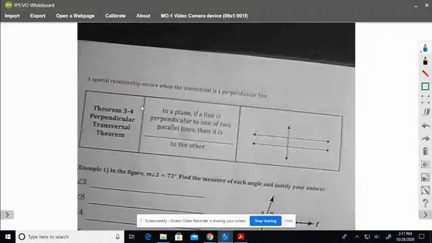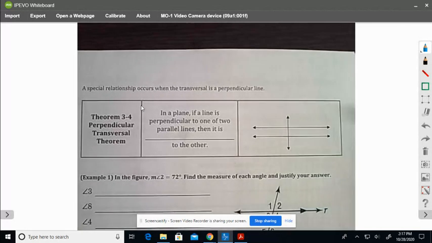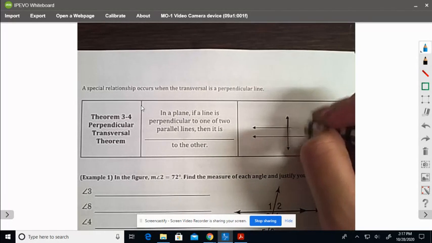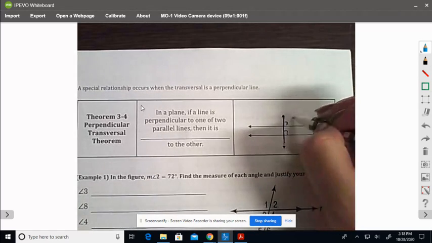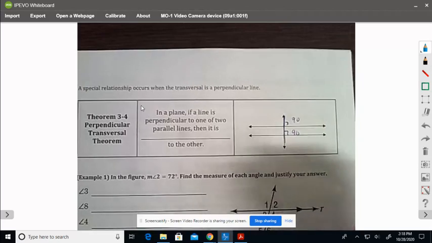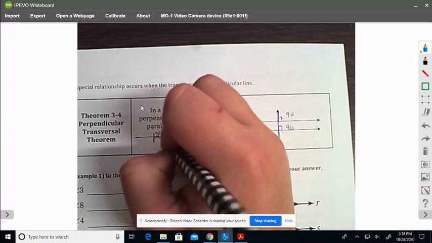Moving on to the back here, we also have the perpendicular transversal theorem, which tells us that if a line is perpendicular to one of two parallel lines, so this line is perpendicular to both of these parallel lines. Perpendicular means that they form a 90-degree angle when they cross each other. If it's perpendicular to one of them, then it's perpendicular to the other.